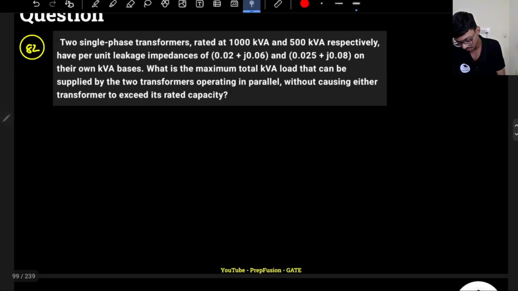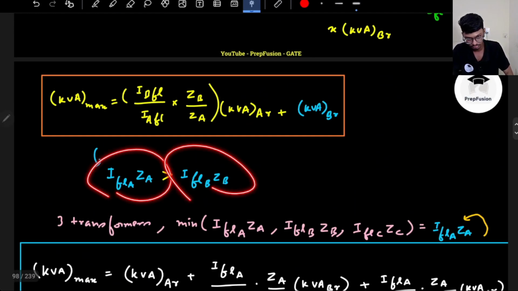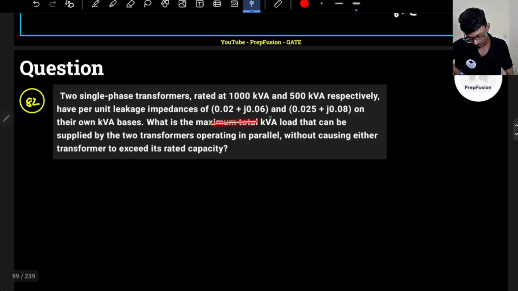So two single phase transformers are rated this and this. Unit leakage impedance is given at this and this on their own base. So these are unit leakage impedance. Okay, so these are not actually the overall impedance, right? So either you find out the per unit values, or you directly find out the absolute values, any one. Here, as they have given per unit, I will convert my full load current to per unit as well.